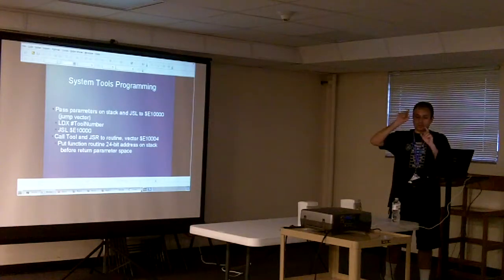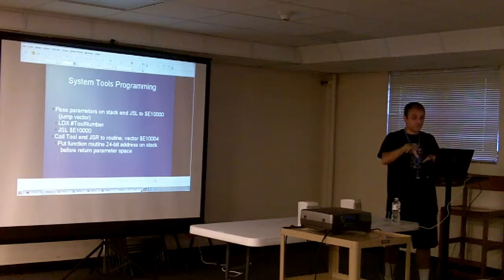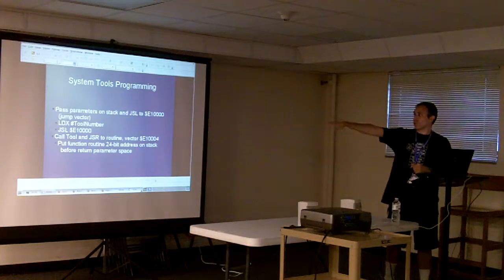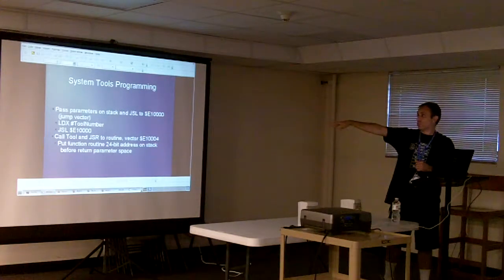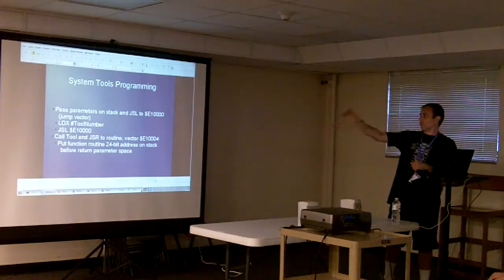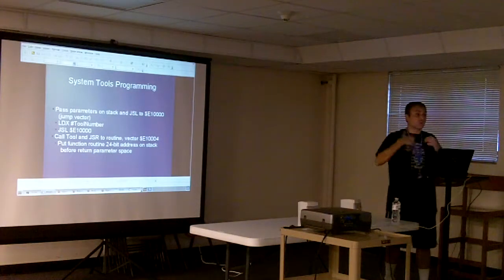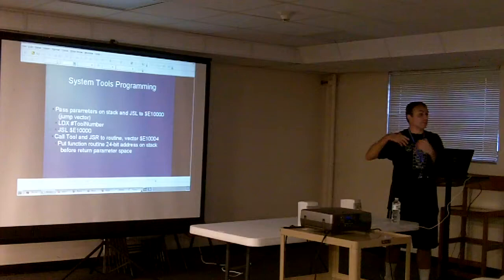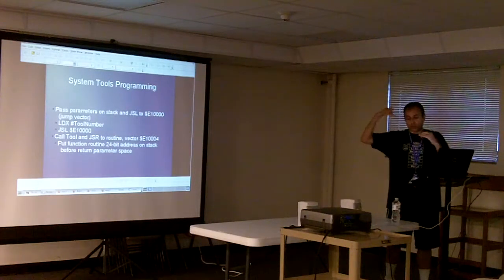So whenever an application calls a tool, you need 7 bytes of memory that contains 2 instructions. One is load the X register with the tool number, and then you do a long jump to E10000, and that will actually call a tool. So we actually don't really care where that goes, because the vector is always going to be the same point in memory.